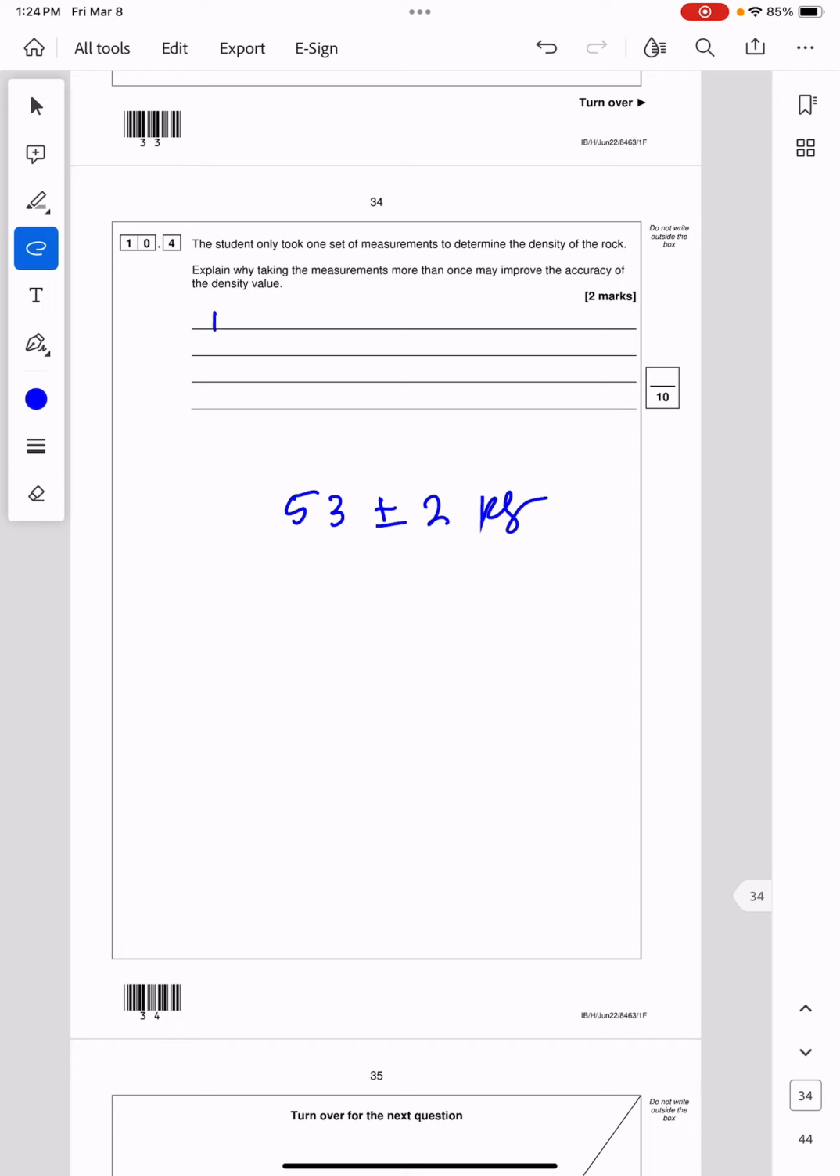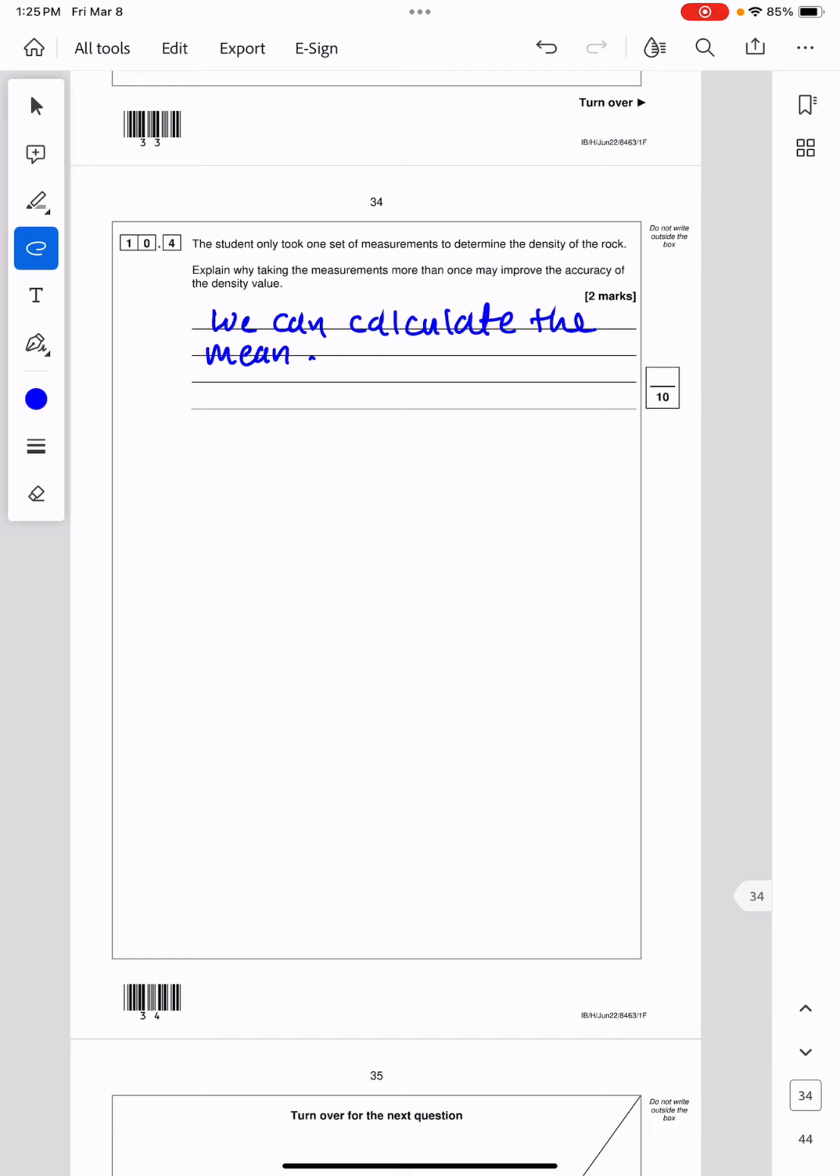Let me write another way. Why does taking the measurements more than once improve the accuracy of the density? Because then we can calculate the mean. I'm not sure if you know about the mean, but the mean is when you add up the results you get from the different attempts of your experiment, and you divide by their number. But if you don't know about the mean, ask me in the chat.